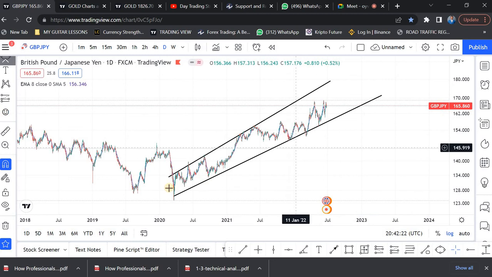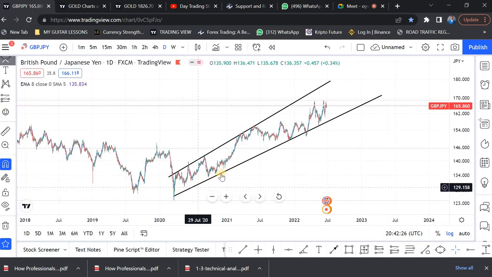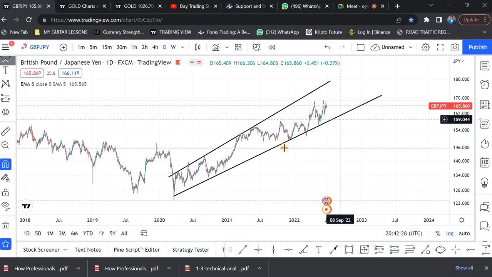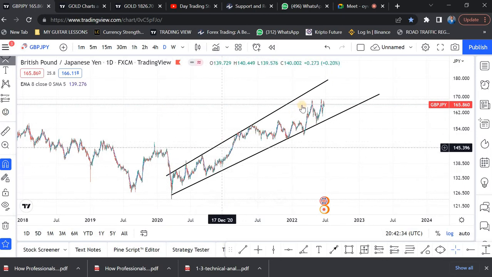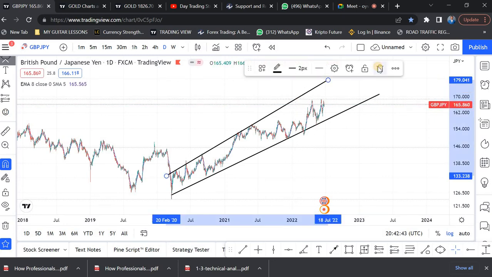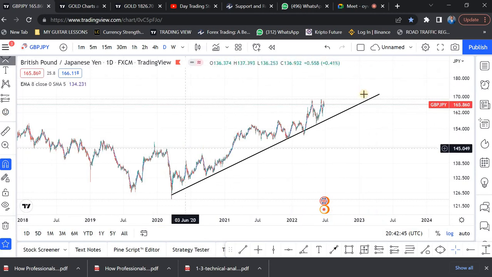Whenever you are drawing these lines, it should touch at least 2 lower points. That is when you are drawing the support. And when you are drawing resistance trend lines too, you make sure it touches at least 2. The more touches on the line, the more perfect your trend line becomes. So make sure when you are drawing these lines, it touches at least 2 points on the line.